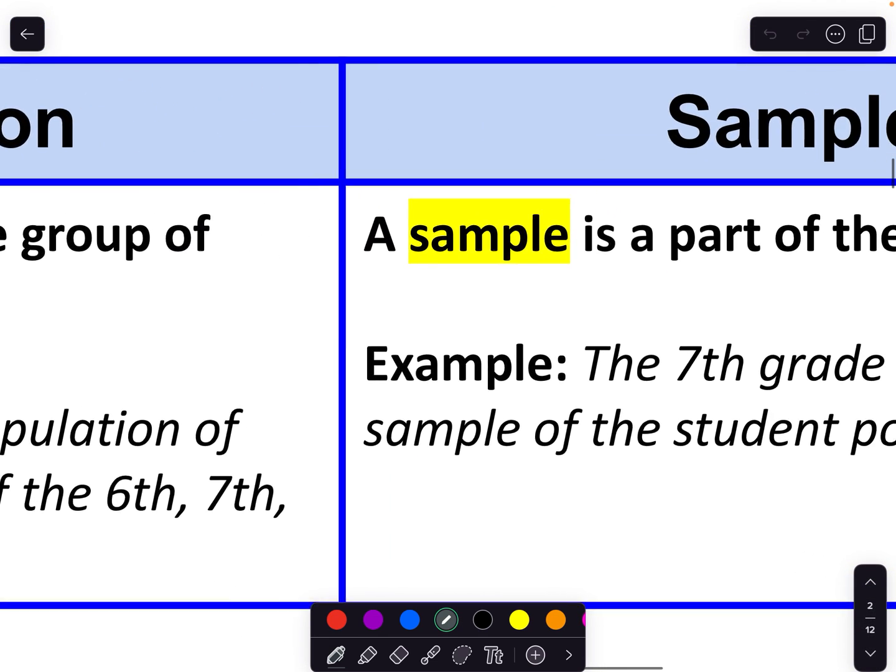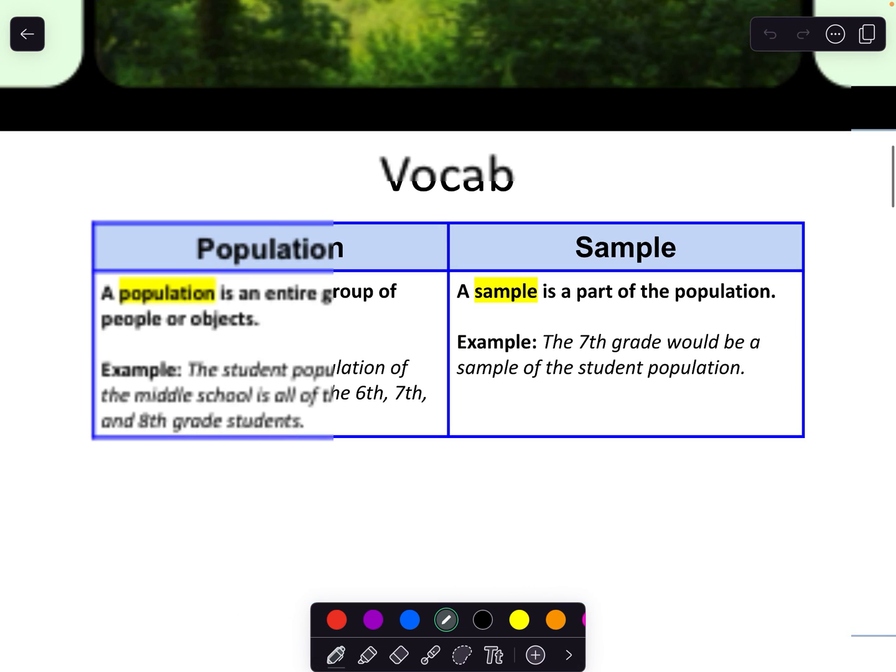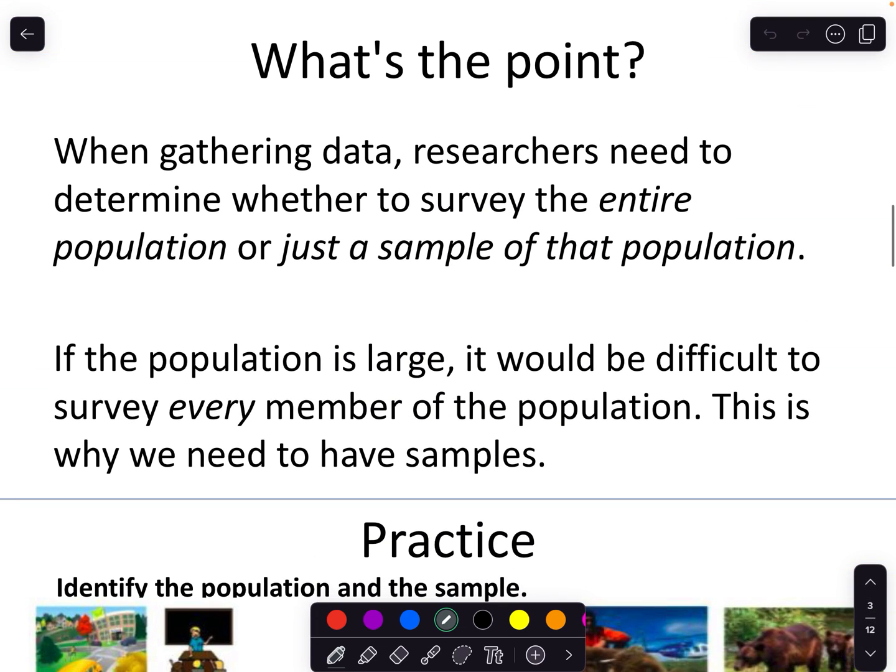A sample is a piece of the population, like a part of it. So, to continue that example, the 7th grade could be a sample, or the Lions team could be a sample, or my homeroom could be a sample, right? Anything that's a piece of the whole entire population, that's a sample. So that's the first thing to kind of distinguish, right?